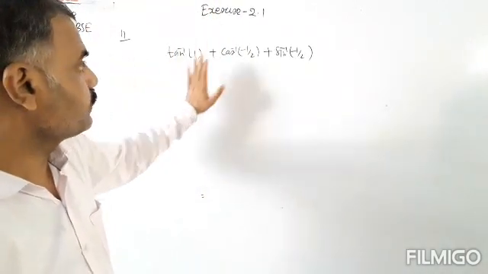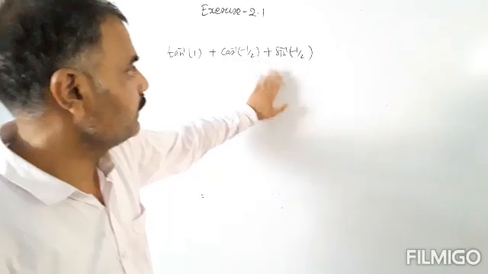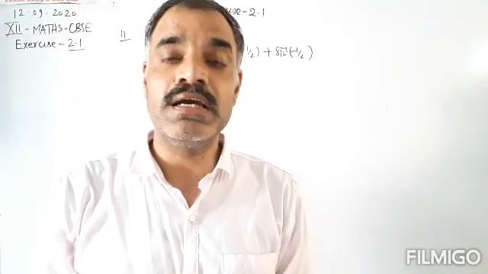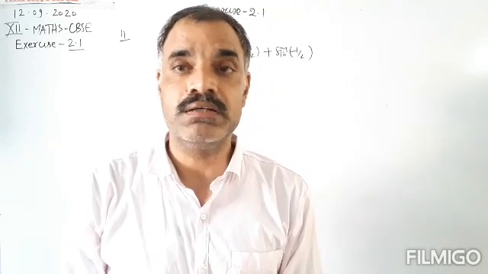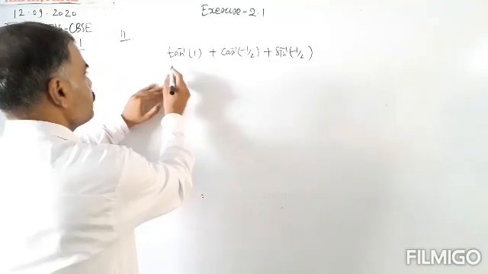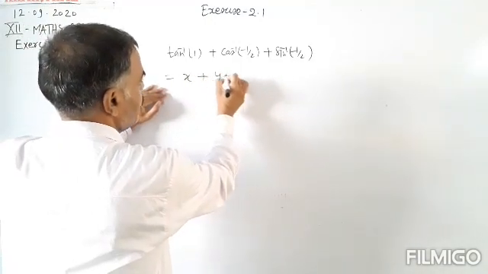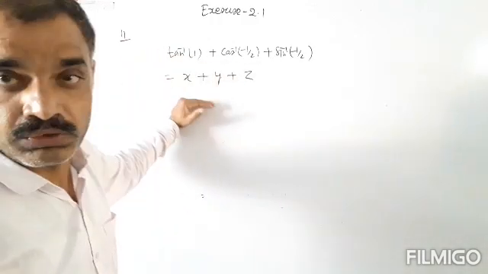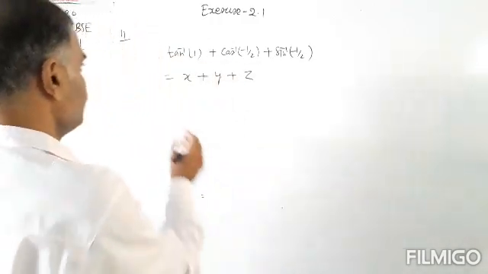Tan inverse 1 plus cos inverse minus 1 by 2 plus sin inverse minus 1 by 2. This question is also the same as previous questions, but we have to find the three principal values, that is x, y and z. Let the given expression equal x plus y plus z.